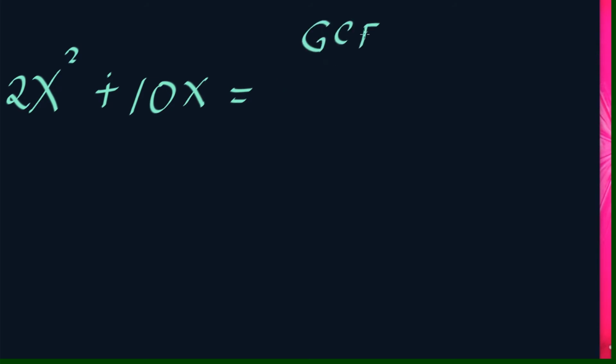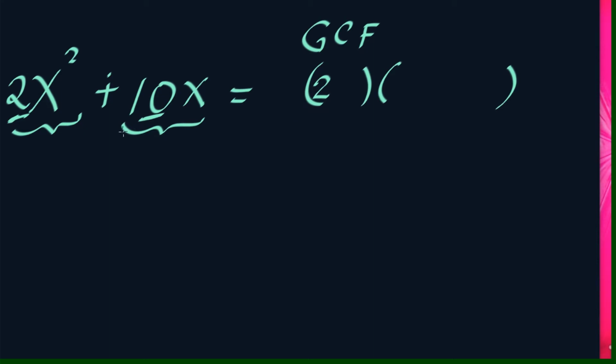Okay, let's take another example. Let's say you have 2x squared plus, say, 10x. Okay, so let's factor it by GCF. What is the biggest common factor between 2x squared and 10x? So look at the number first, the coefficients 2 and 10. What biggest number can go into 2 and 10? That will be 2.